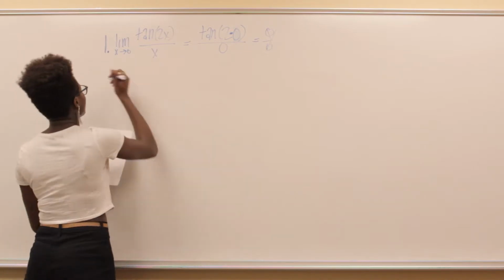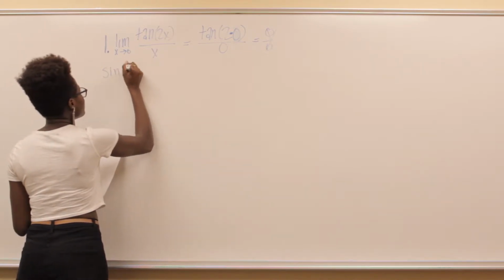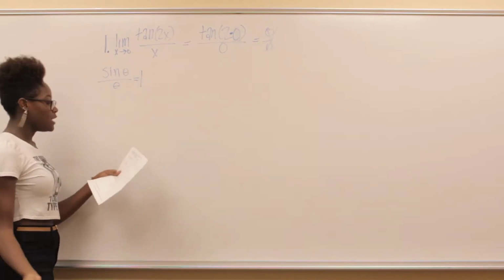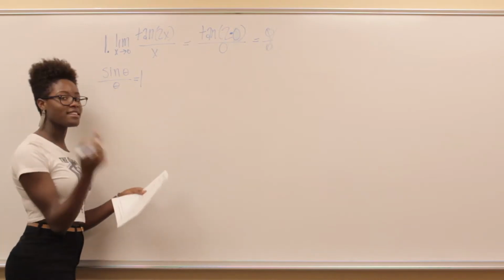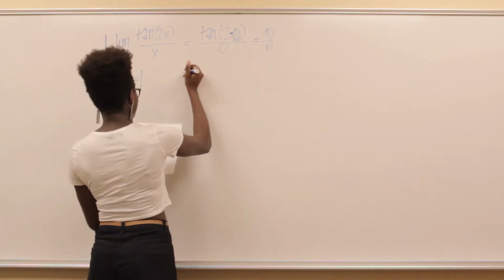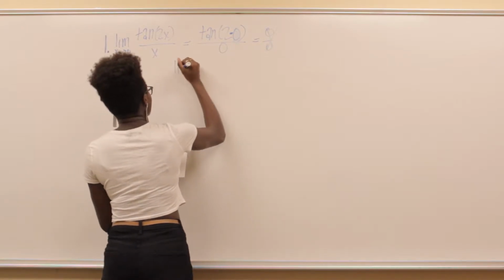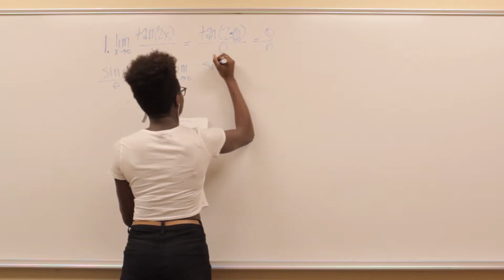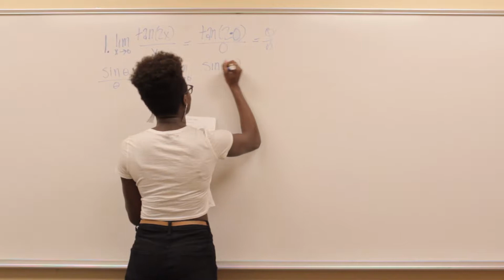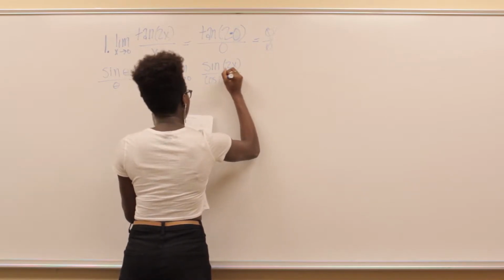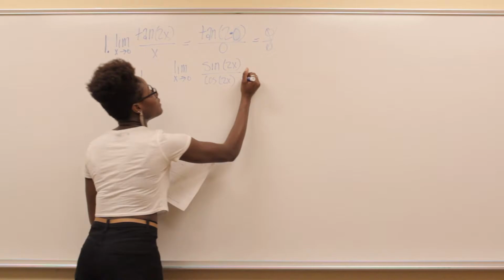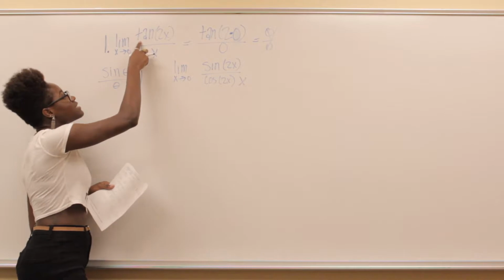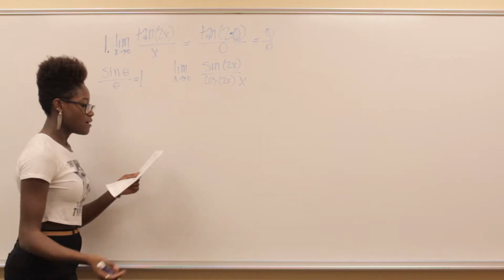And we learned that if you have sine theta over theta, then that equals 1. And we know that tangent is the same thing as sine over cosine, so we can rewrite this problem as the limit as x approaches 0 of sine 2x over cosine of 2x, and then make sure you put this x, because this is the same thing as tangent of 2x, and then you just bring the x right along.